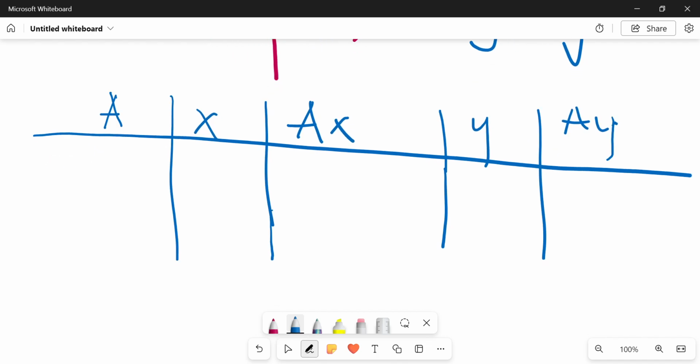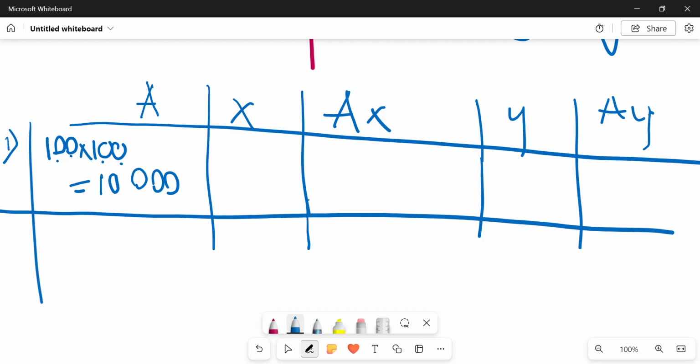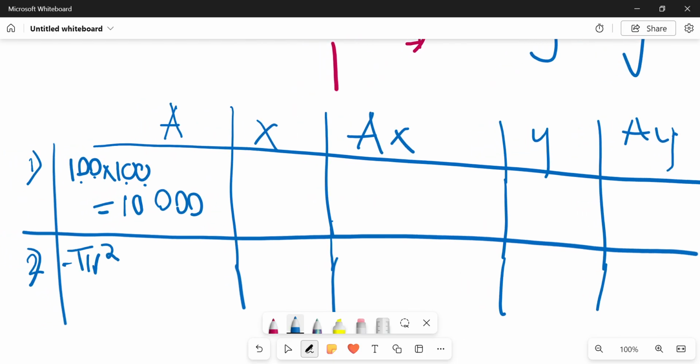Okay, so area 1 is 100 by 100, which equals 10,000. That's the first area. And the second one is a hole. What happens here? It's a hole. It still exists, it's just that now it'll be negative. Remember the area of your circle is pi r squared. If our diameter is 50, our radius would be 25. So pi times 25 squared, and it's a negative 1963.495.